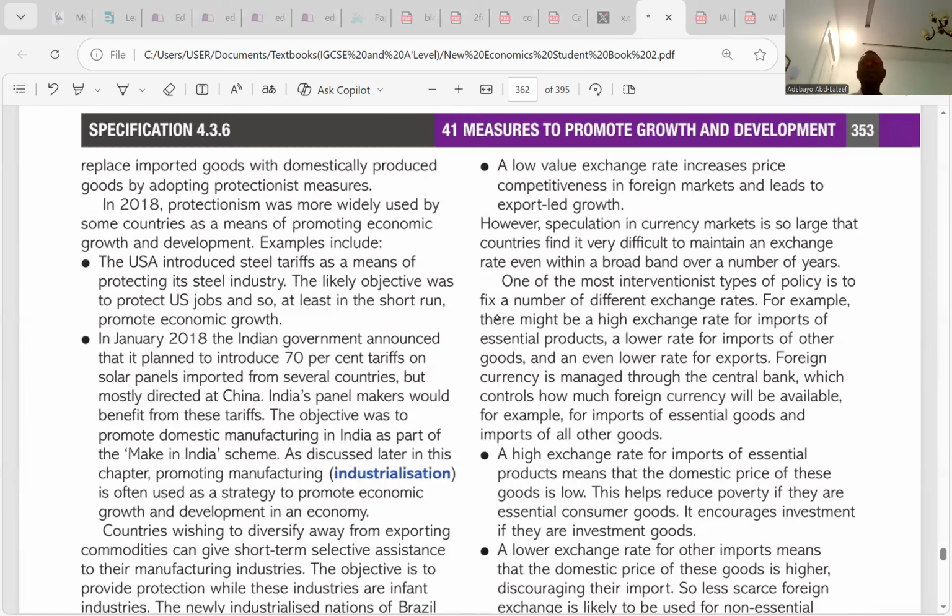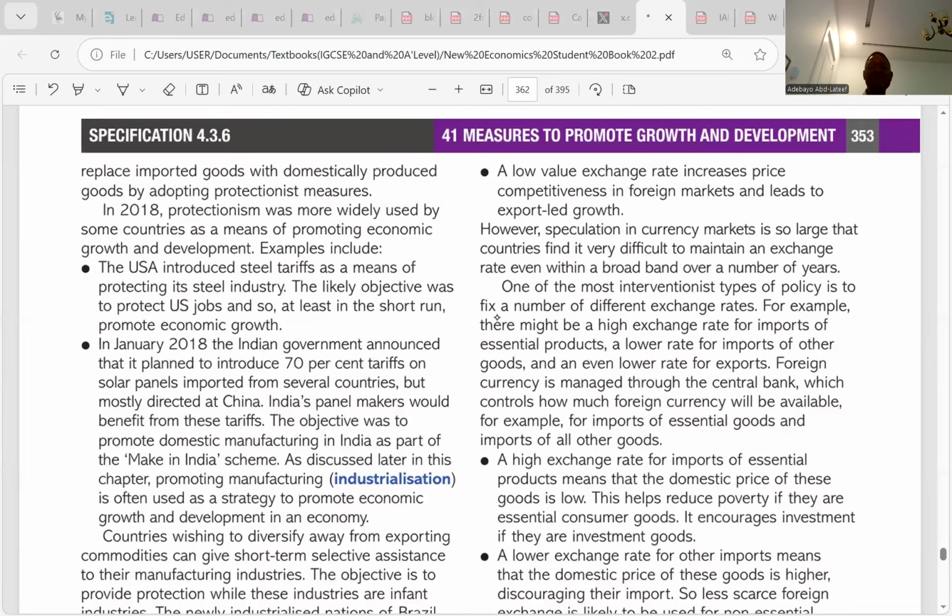A low value exchange rate increases price competitiveness in foreign markets and leads to export-led growth. On the other hand, if the country wants to achieve export-led growth, it can as well devalue the currency. Devaluing the currency simply means the foreigners find it cheaper to buy from the country, and that would increase the value and the volume of exports within that country, and that is export-led growth. Do you get it? Mhm.